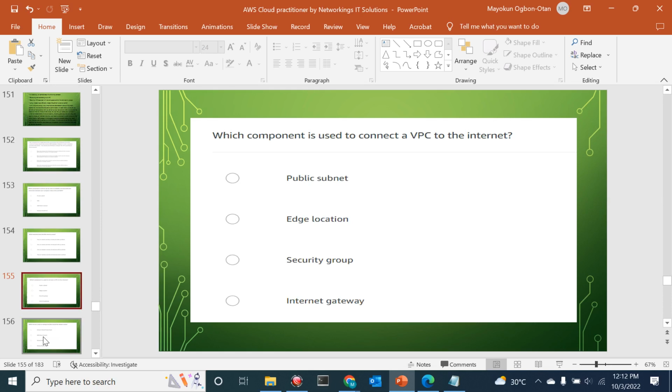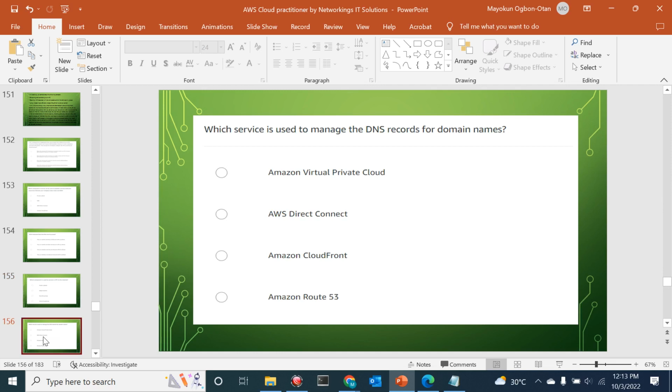All right. Who is going to answer this for us? Mr. Shola should answer this. We've discussed this before. I'll go with this one. Which component is used to connect a VPC to the internet? Internet gateway. Thank you.